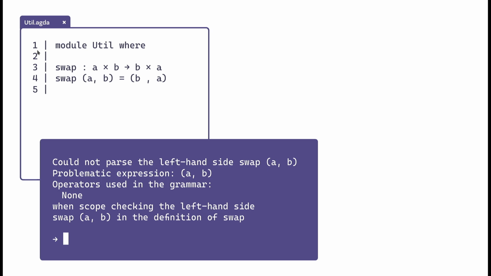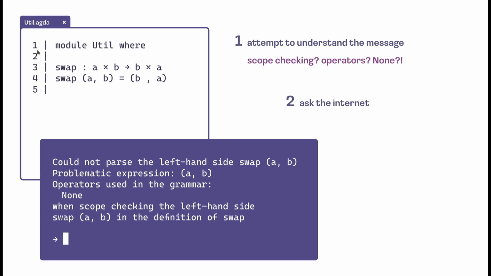So where did I begin? Okay, let's attempt to understand the message. Right, I recognize something about swap, but yeah, that's what my program is about. But then I start thinking like, what? Operators, scope checking, grammar? I'm really confused. Okay, so what is my second step? Let's ask the internet. I mean, surely there will be an answer to what this, oh, no, there are no results. Well, that's a bit of a bummer.